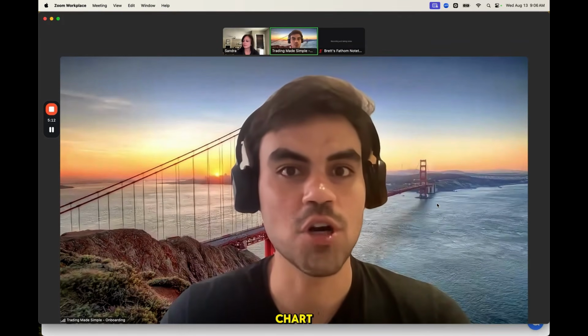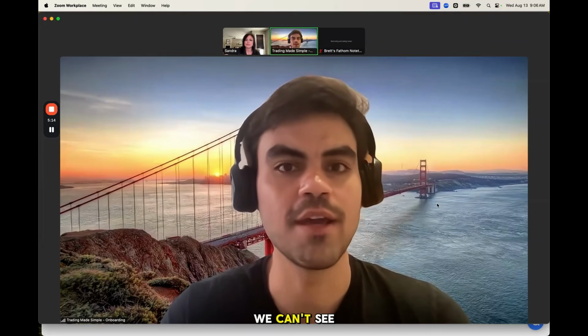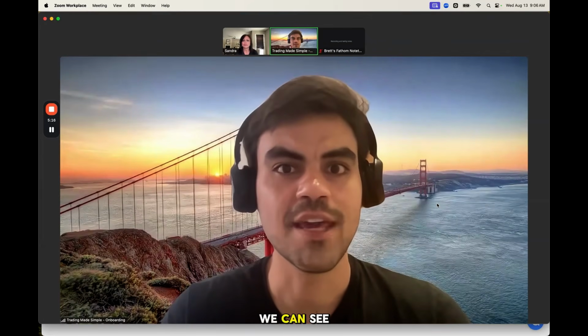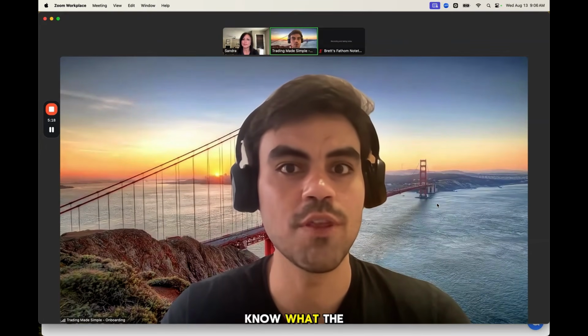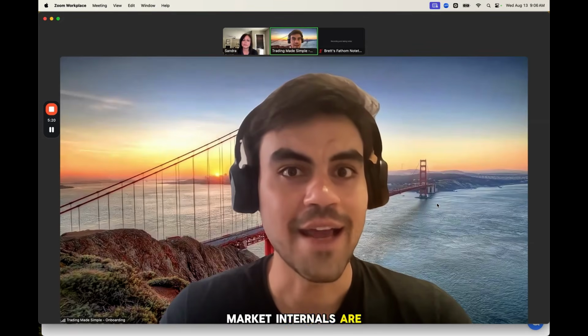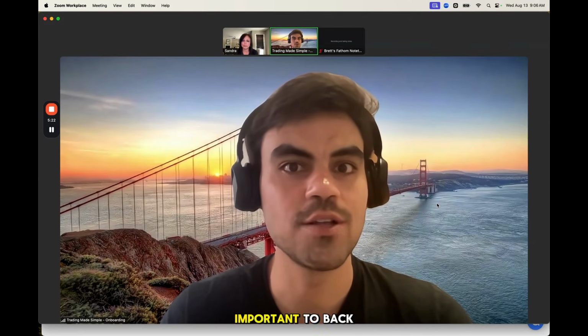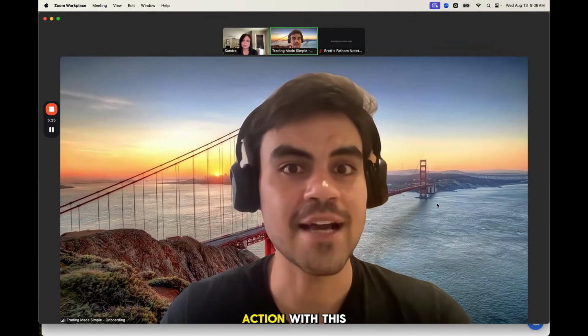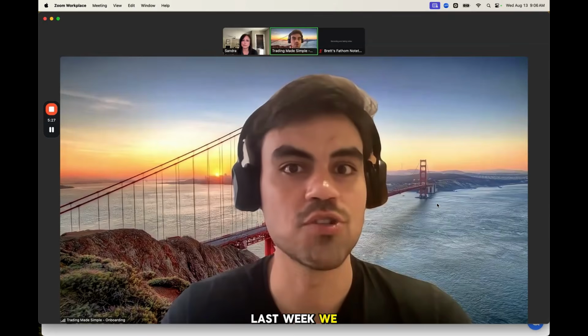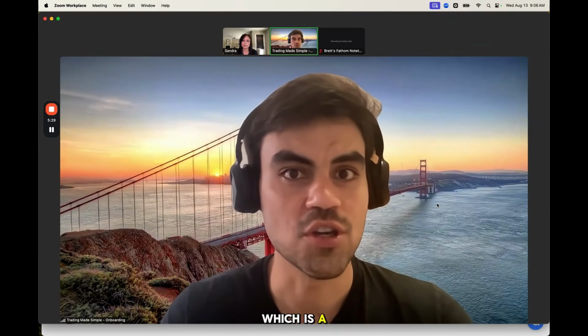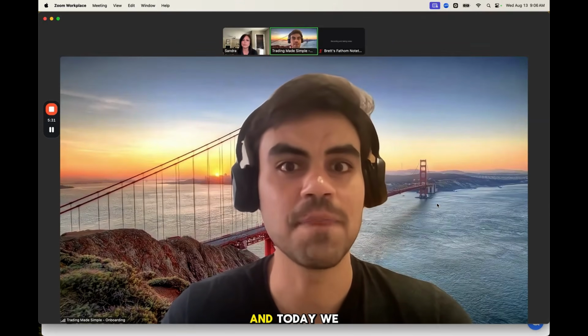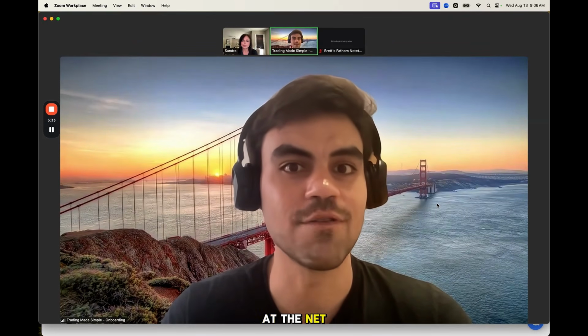We can have the chart. We can see a bullish breakout. We can see a bullish breakdown. We can see many patterns, but we don't know what the market internals are actually signaling. It's always important to back the price action with this data. Last week, we saw the dark pool levels, right? Which is a good market internal to add. And today we would be looking at the net flow levels.